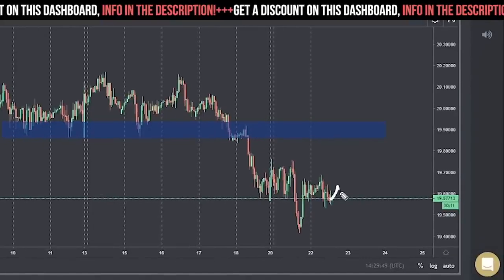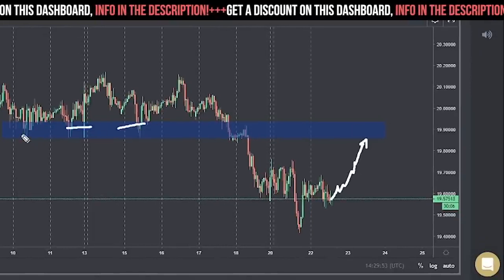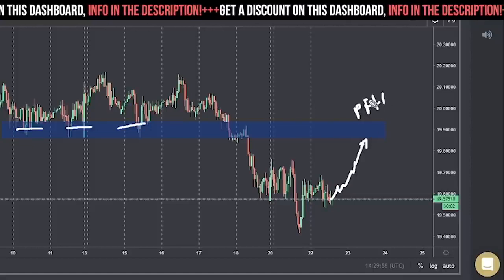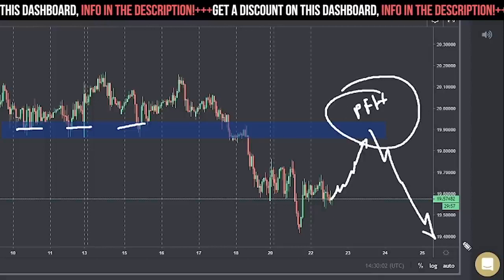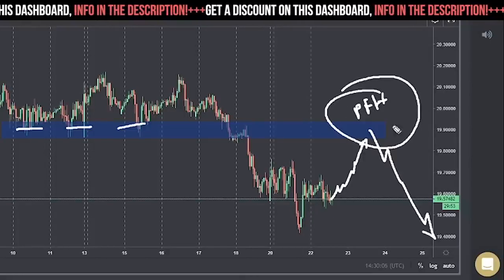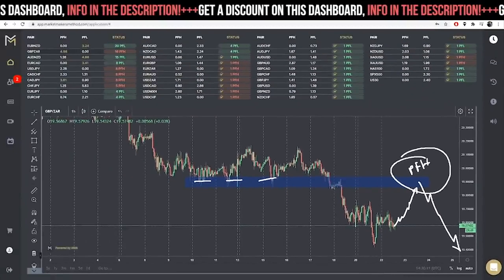Well, what if we see something like this, where price shoots up and then we hit into this zone of resistance, but we also get a peak formation high? Well, that could be extra confirmation to look for sell setups in this area, to look for the confirmation to the downside that we're trying to find, right?